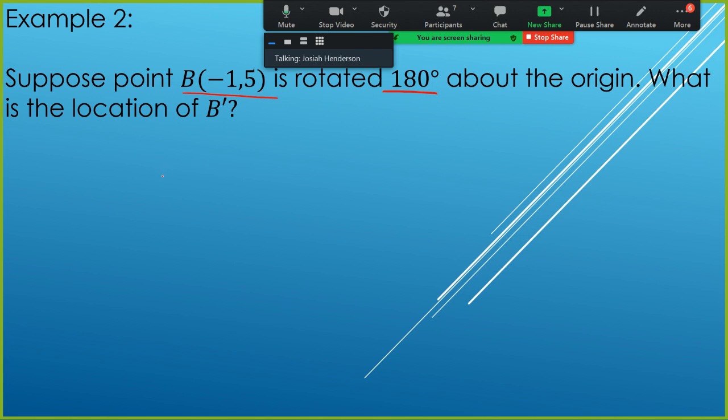I want to ask you to do this one for me. You guys have the rules, so you can see what happens for 180 degrees. All x, y's do what? And then we're going to apply that to what we have for point B. So please take a moment and try to rotate -1, 5, 180 degrees, and tell me what happens to its points. Where is B prime? You can go ahead and just type it in the chat when you're ready.